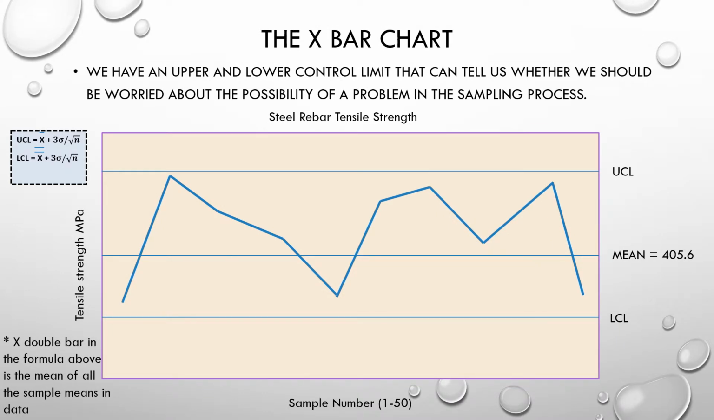So our big helper is going to be the X-bar chart, the very first one. You have an upper limit, a lower limit, calculated using this formula right here. And we have our mean, 405.6 megapascals. Just looking at the graph, here's our upper control, here's our lower control, and all these little data points seem to fit this graph perfectly, so we're not going to worry too much. But this point right here, that's a pretty good point. You have a high tensile strength steel rebar.